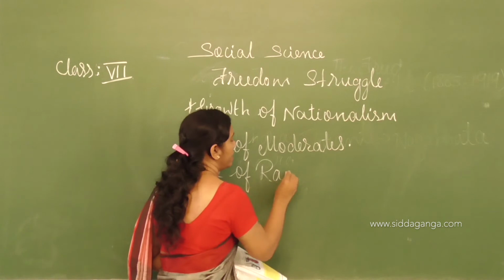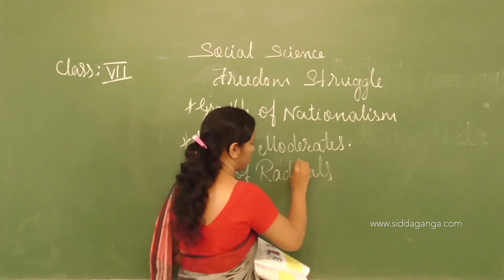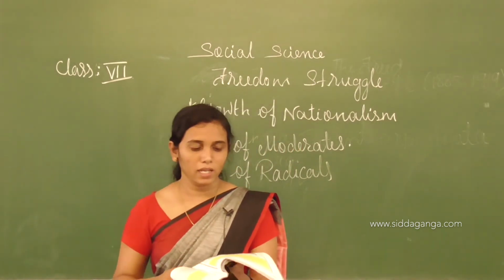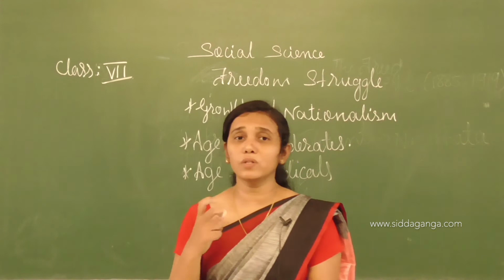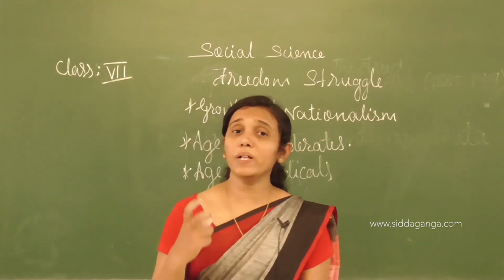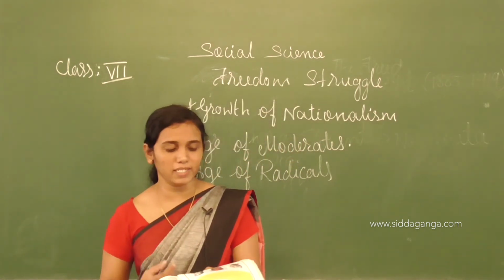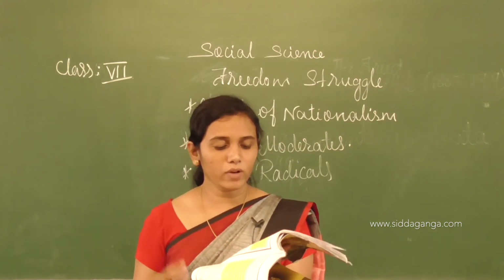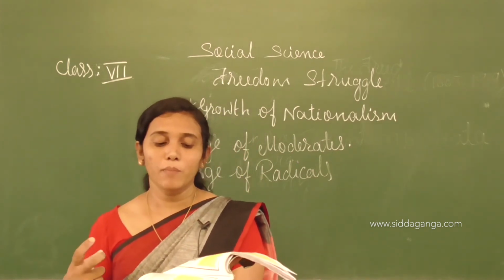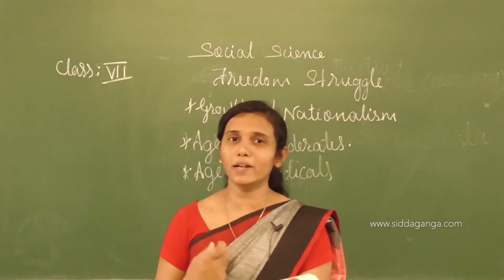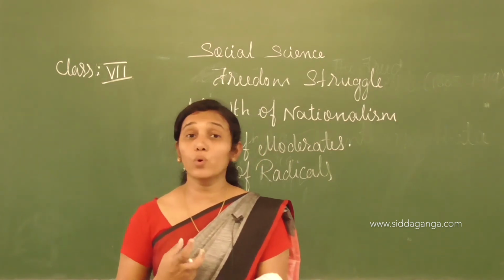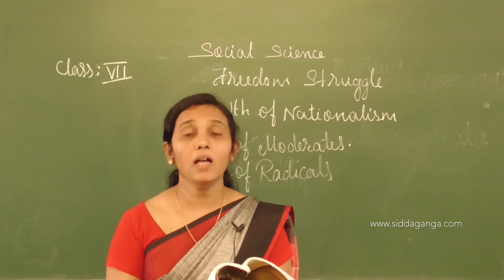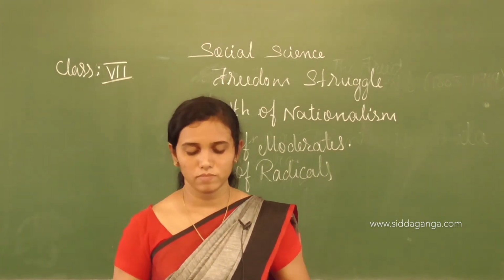And then we talk about the age of radicals. It started from 1905 and lasted until 1919. The moderates were unable to reach common people, children. The common people did not like the methods of the moderates. The methods of praying and pleading were ridiculed by the radicals as the policy of mendicancy. Youths could not get attracted by the moderates.